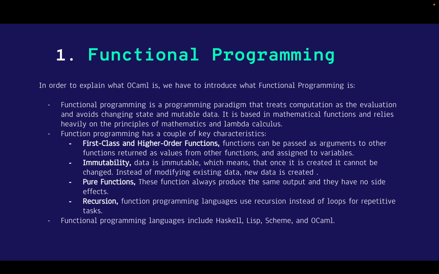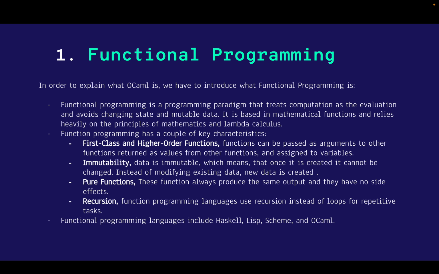Pure functions. These functions always produce the same output and they have no side effects. A pure function is a function that, given the same input, would always produce the same output. A side effect could be a global variable. And then one of the most important topics about functional programming, which is recursion. Functional programming languages use recursion instead of loops for repetitive tasks. Functional programming languages include Haskell, Lisp, Scheme, and OCaml.